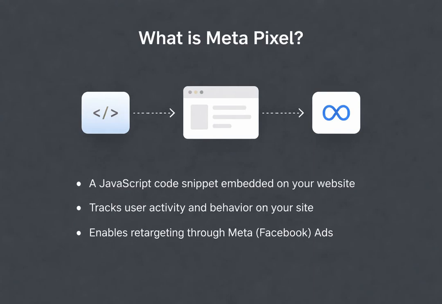So continuing from where we left off, let's get into the core concept here. What exactly is Metapixel? At its simplest, Metapixel is a piece of JavaScript code that you embed into your website. Once it's installed, it silently tracks what visitors do on your site, which pages they visit, which products they look at, whether they add something to their cart, and whether they actually complete a purchase. That tracking data then connects back to Meta's advertising platform, which means you can use it to retarget those same visitors with ads on Facebook and Instagram.